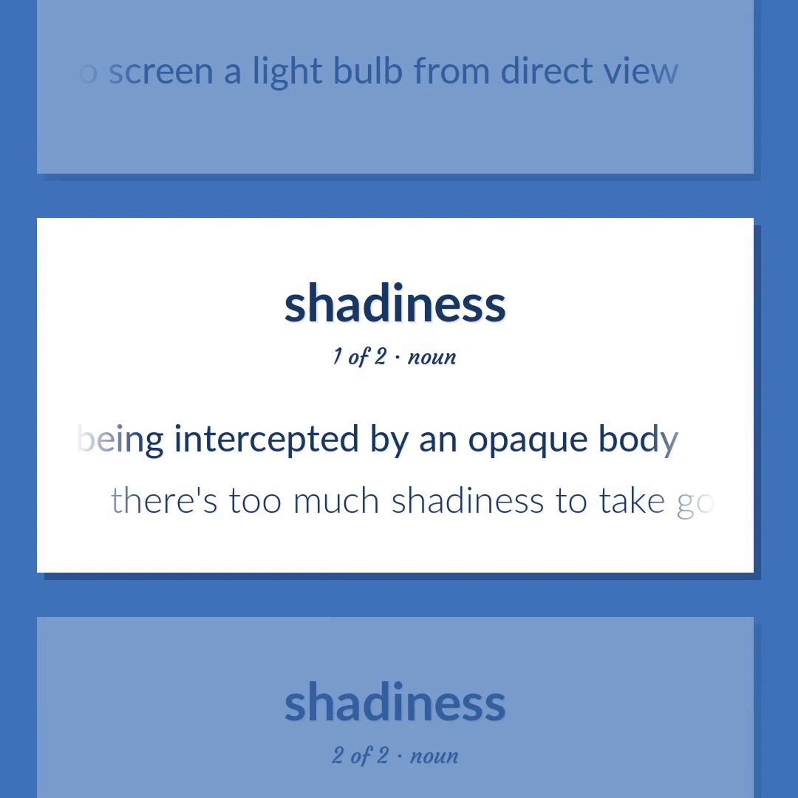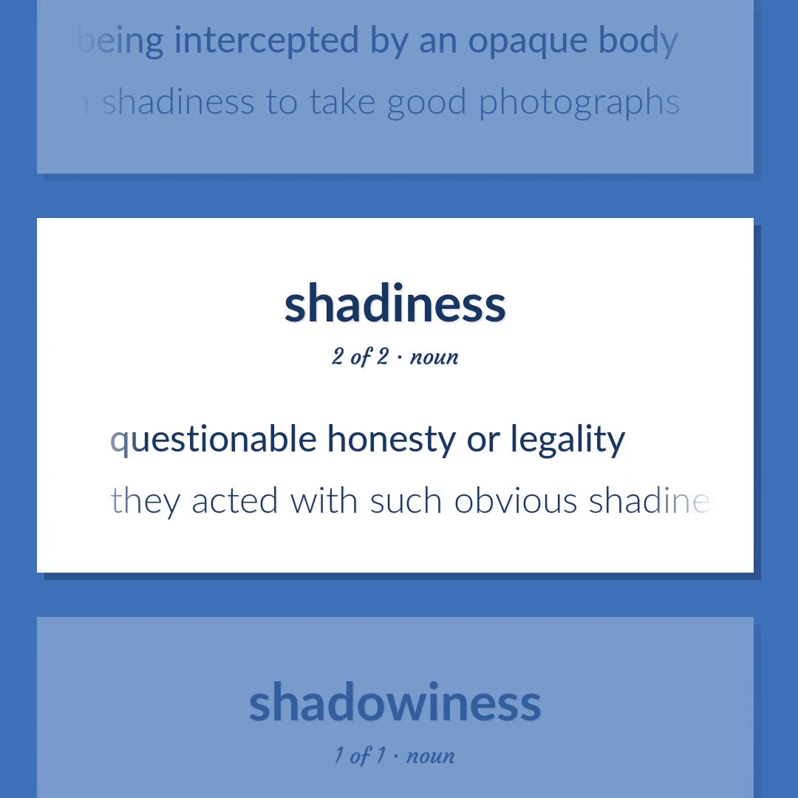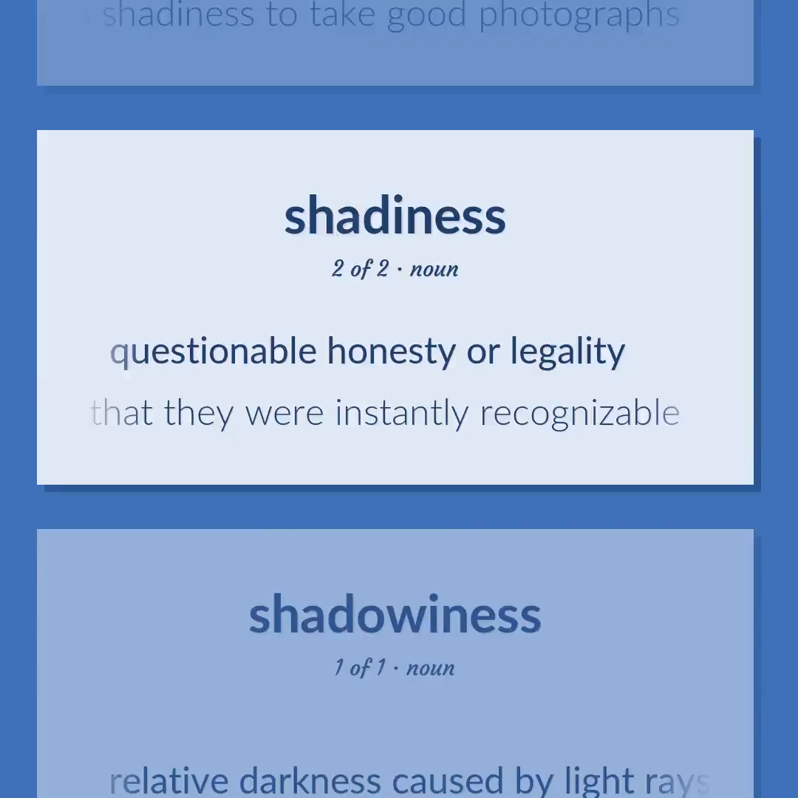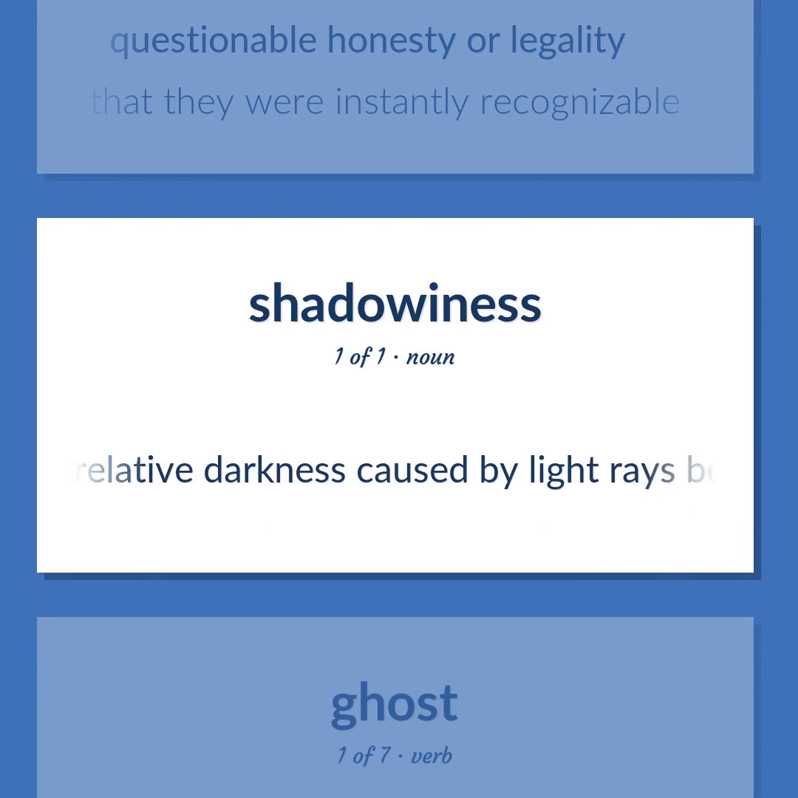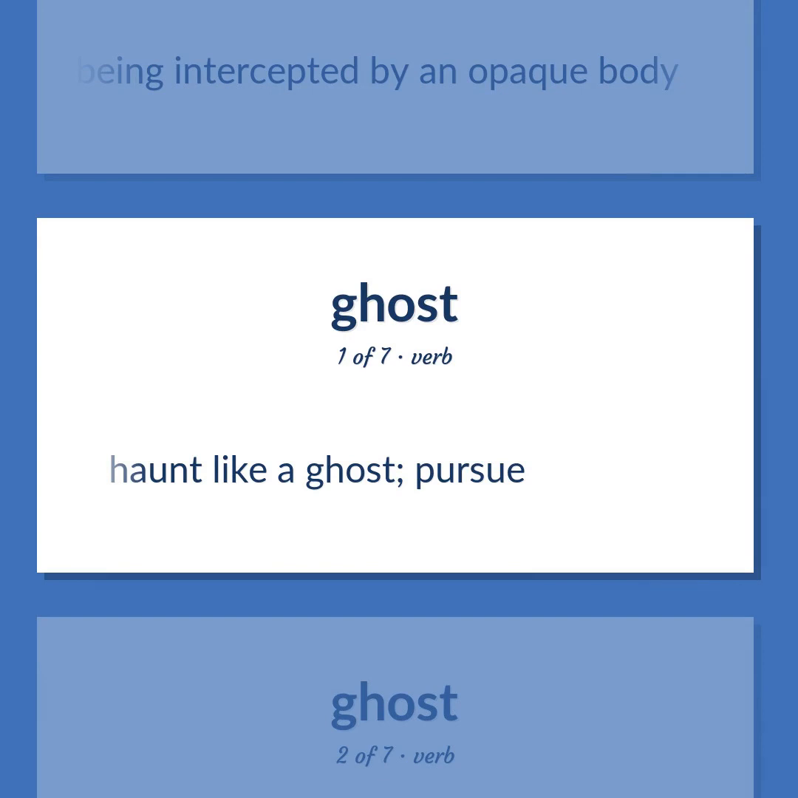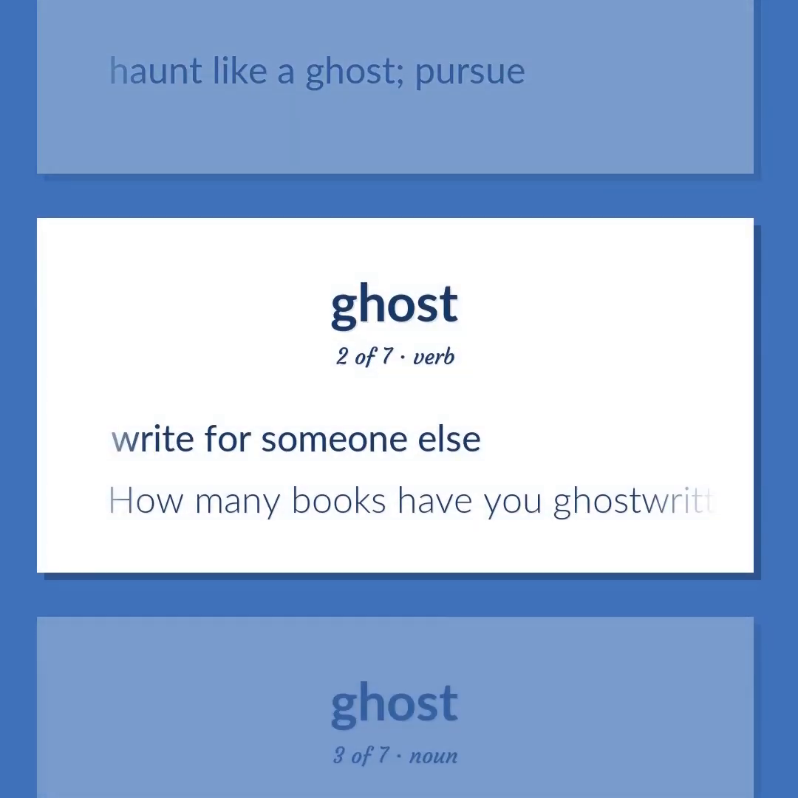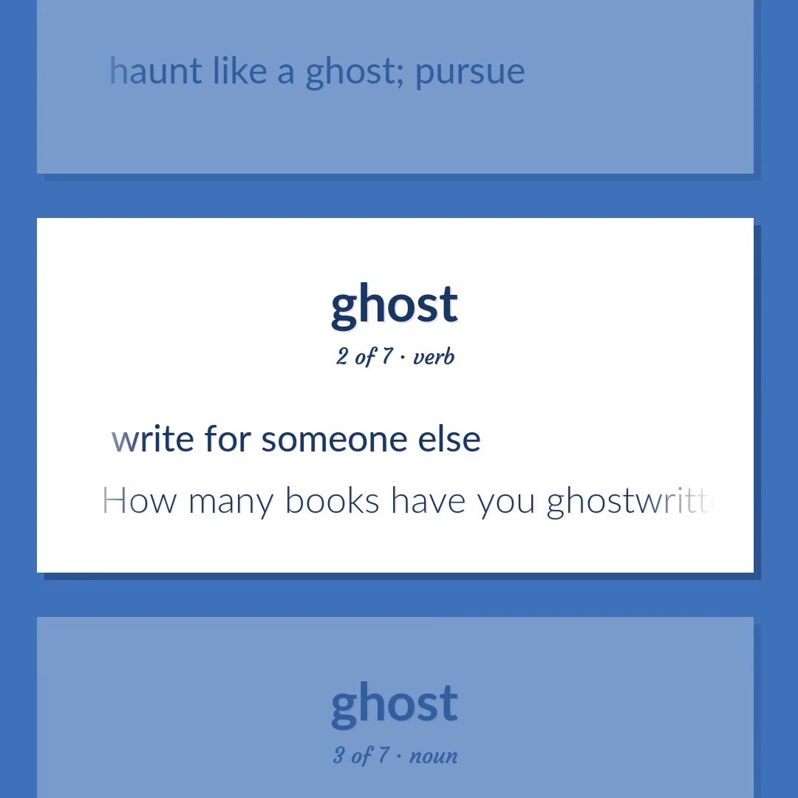There's too much shadiness to take good photographs. Questionable honesty or legality. They acted with such obvious shadiness that they were instantly recognizable. Relative darkness caused by light rays being intercepted by an opaque body. Haunt like a ghost. Pursue. Write for someone else. How many books have you ghostwritten so far?